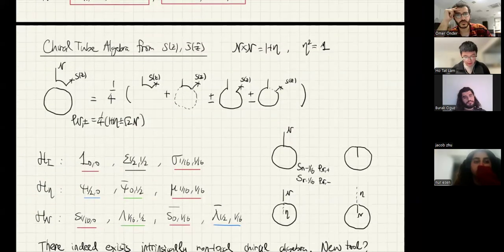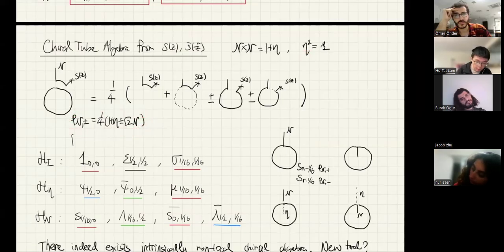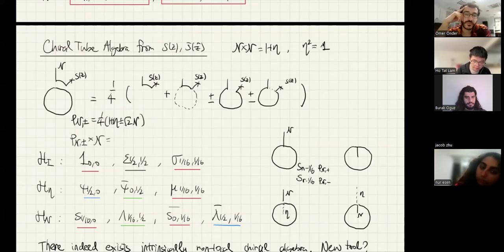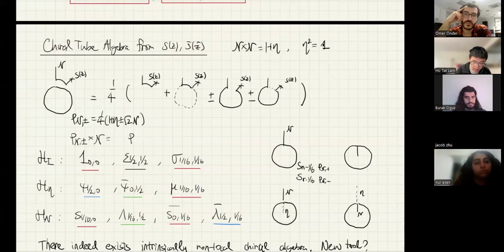We can also do the same thing if we want to build Chiral-2 algebras from these S operators, which have spin 1/16. The way we do it is very similar to what we did before. We start with projectors, but these projectors now involve the N operators and the eta operators. This projector has the following properties. If I fuse these projectors with N, I find that it gives you the same projectors, but with a plus or minus sign. You can check this using the fusion rules.